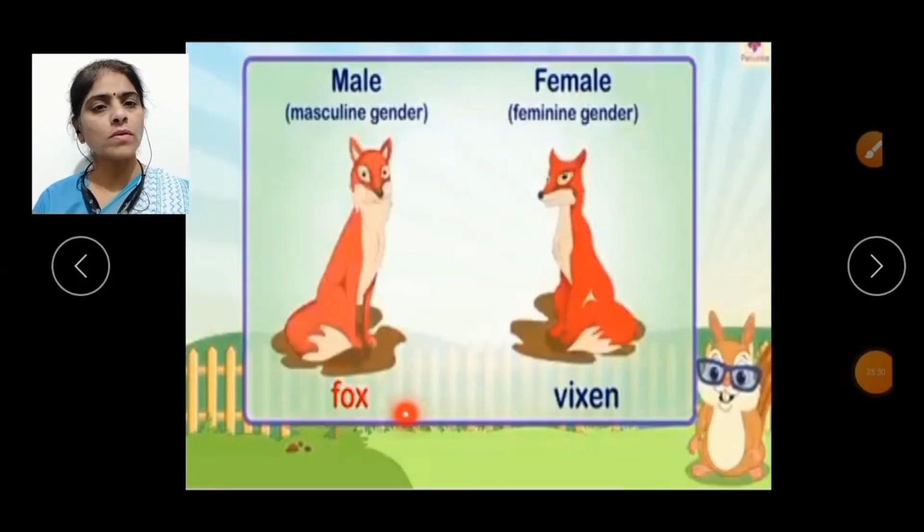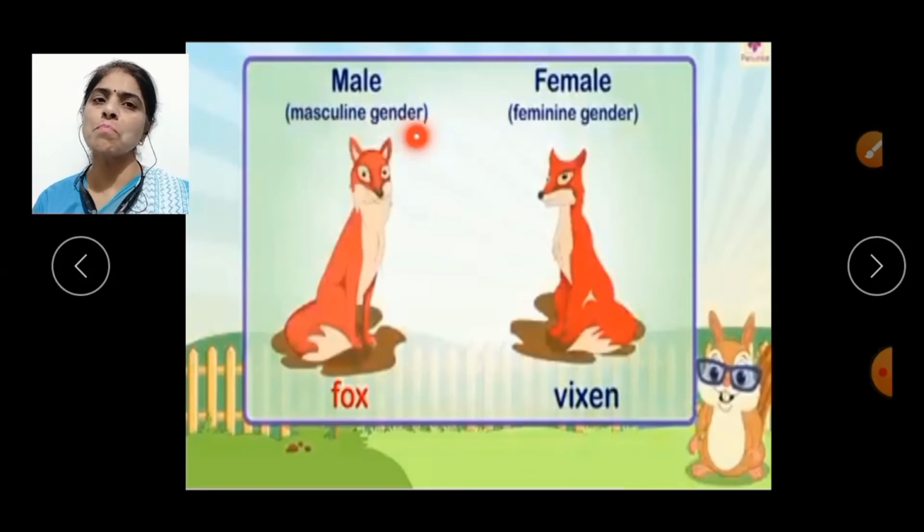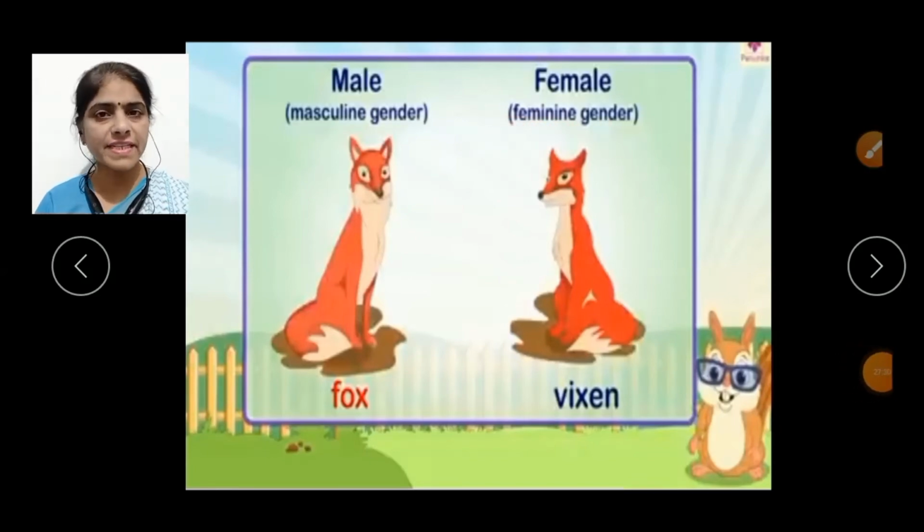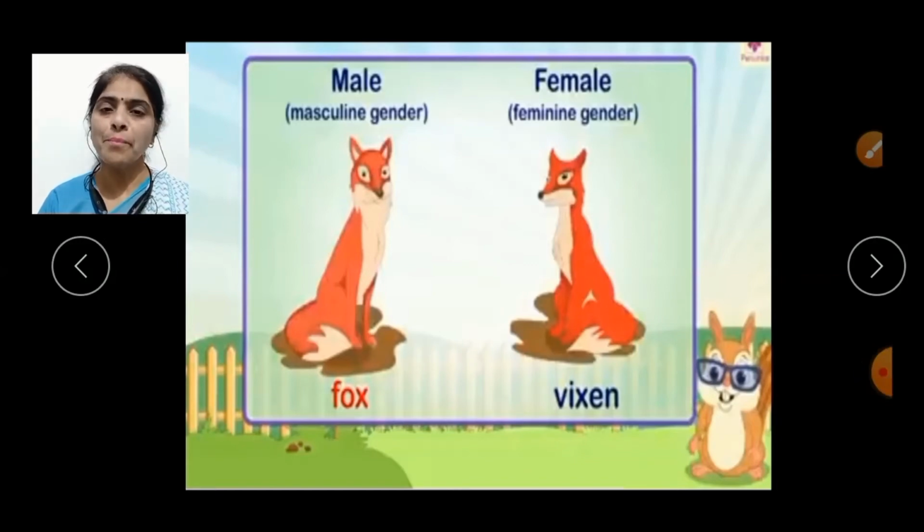Here, fox. Fox is male animal. So it belongs to masculine gender. And vixen. Vixen is a female animal. So it belongs to feminine gender. So with this example, I hope it is clear to you that all male nouns belongs to masculine gender and all female nouns belong to feminine gender.